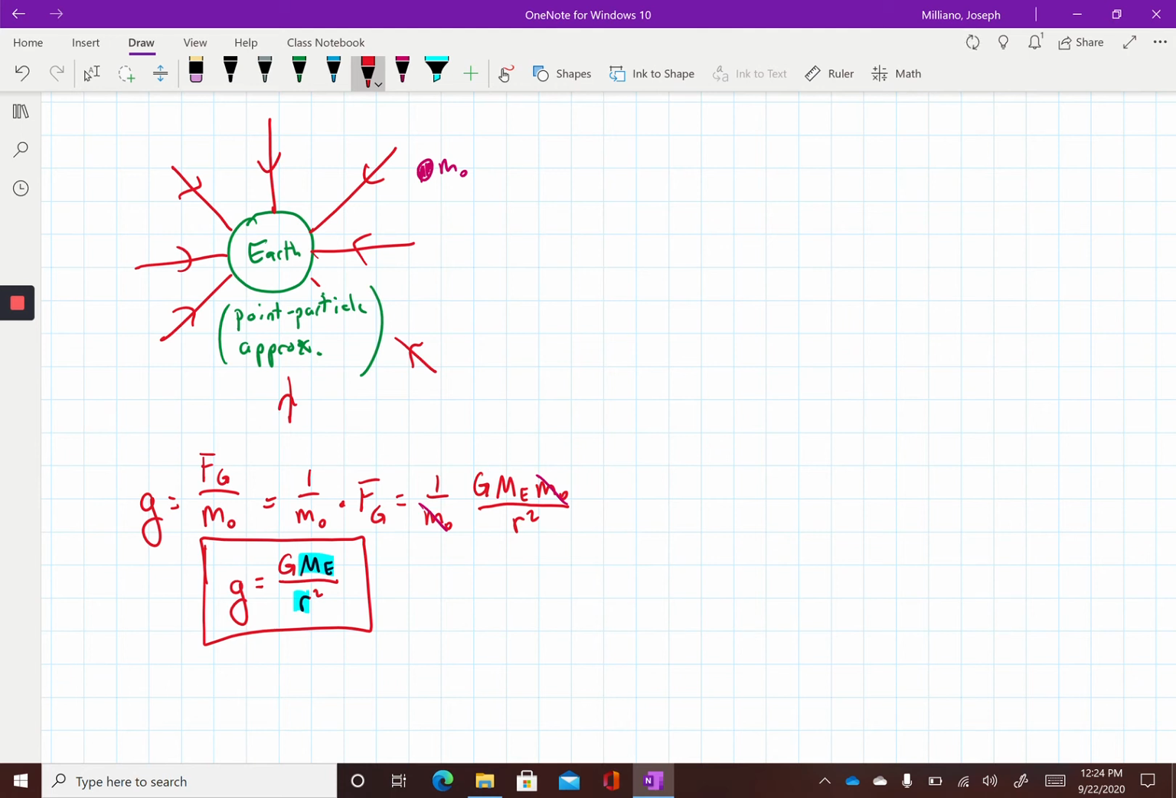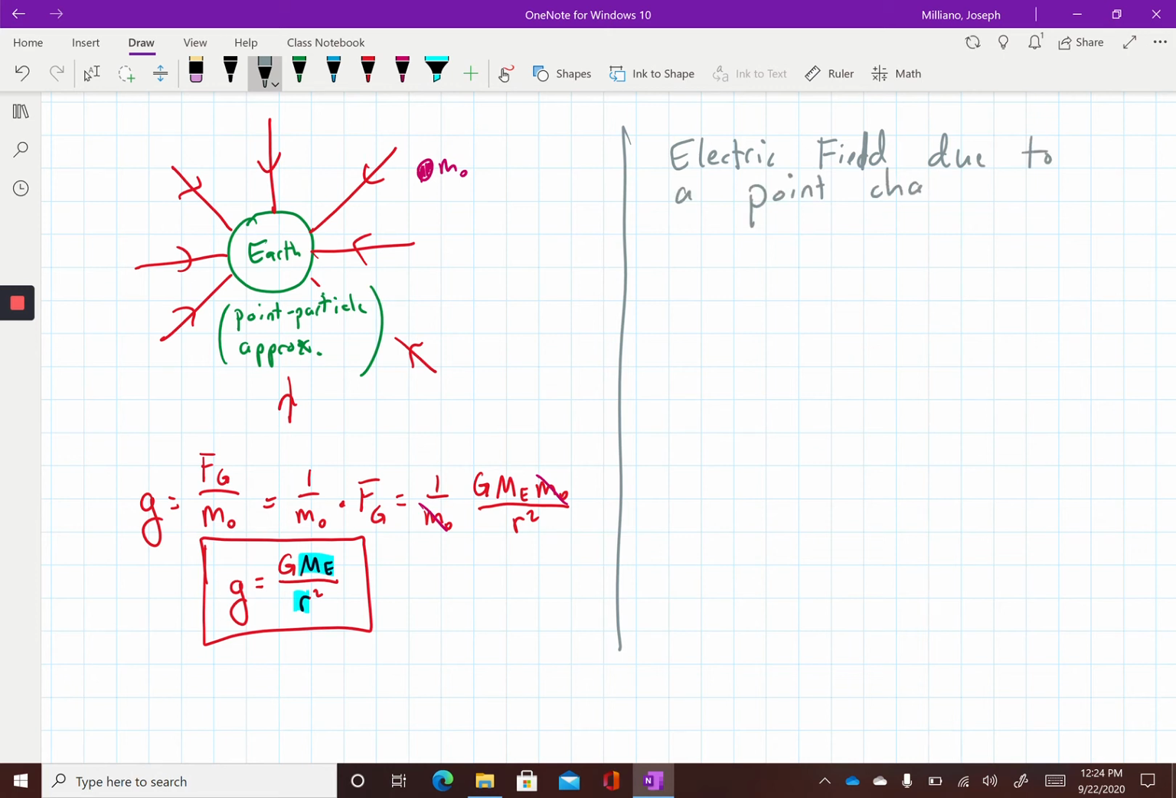So, we know how to do this for gravitational forces. Now, what if we have point charges? So the electric field due to a point charge. This is not in general what an electric field is. This is a specific equation that we'll use if your source for the electric field is a point charge.